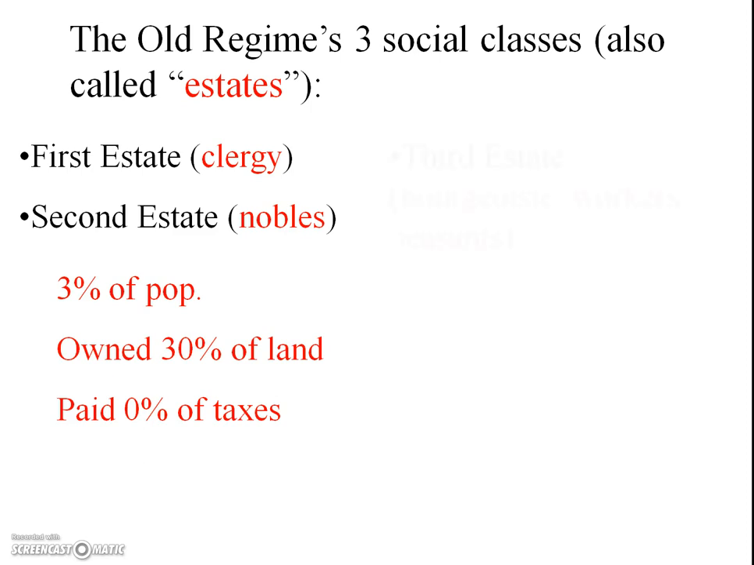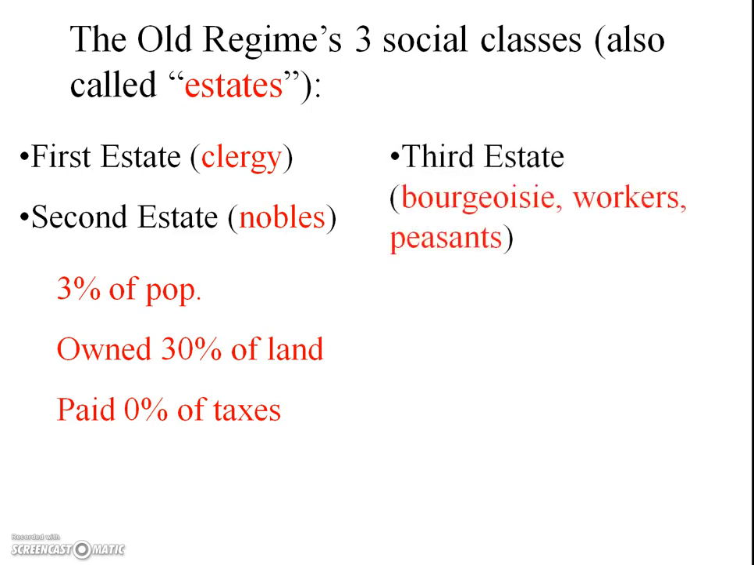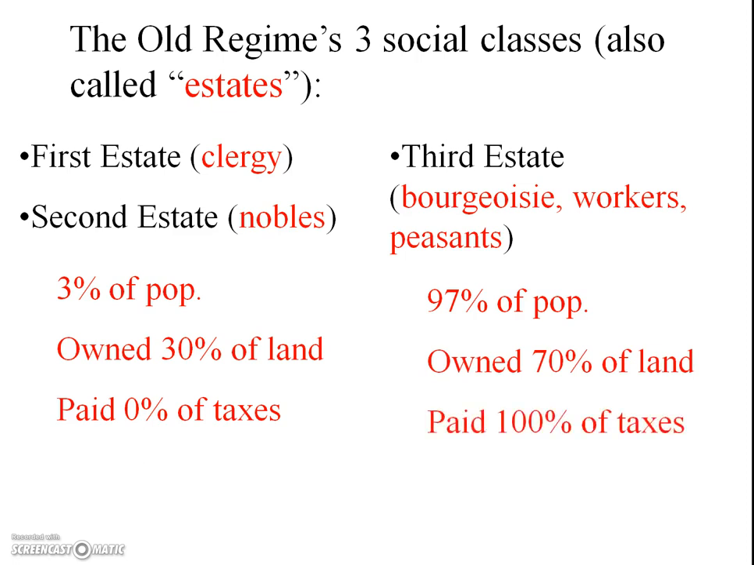Contrast them with the third estate. The third estate obviously would include everybody else that wasn't a clergyman or a noble. That means the bourgeoisie, the middle class, merchants, craftsmen, and such. Common workers in the cities, and peasants in the farming countryside. If you do the math, they're 97% of the population, own or control 70% of the land, however, they pay 100% of the taxes that go into the government.